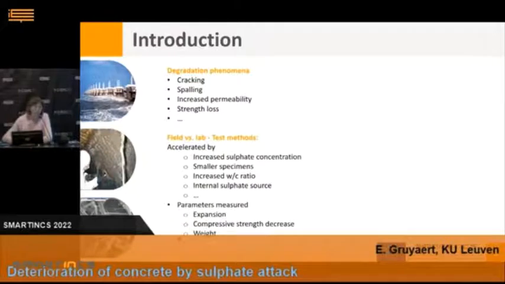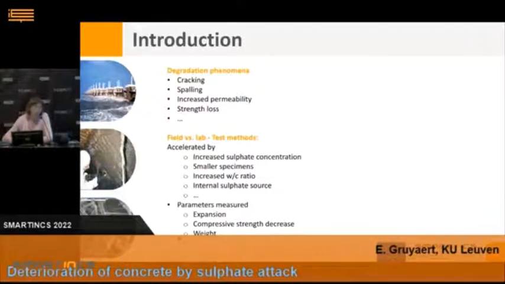And then a last item is also, what we are testing in the lab, is that now really representing what is happening in situ in the field? So test methods that we apply in the lab are mainly accelerated, and we accelerate them in different ways, as we will see later on in the presentation, by increasing sulfate concentration, using smaller specimens, increasing the water-cement ratio, using internal sources of sulfate, and so on. But of course, all of them have consequences. So the question is, how relevant are they, or how representative are they?